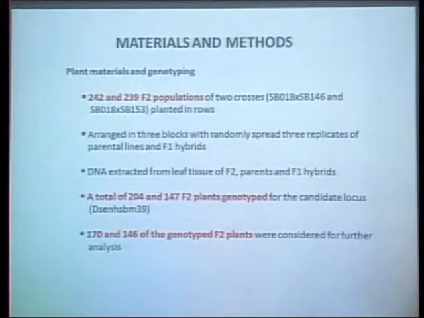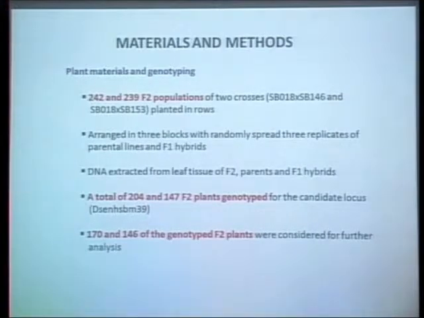So 240 F2 plants of each of the crosses were planted in rows along with their parental lines and their hybrids. The planting was arranged in 3 blocks, each block containing about one third of the populations, and randomly spread 3 replicates of parental lines and F1 hybrids. Out of this, DNA was extracted from the F2, parents and F1 hybrids using a standard method, and a total of 204 and 147 F2 plants were genotyped for the candidate locus. Out of these, 170 and 146 of the genotyped F2 plants were considered for further analysis.